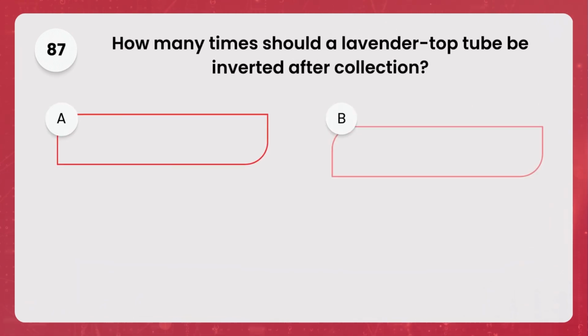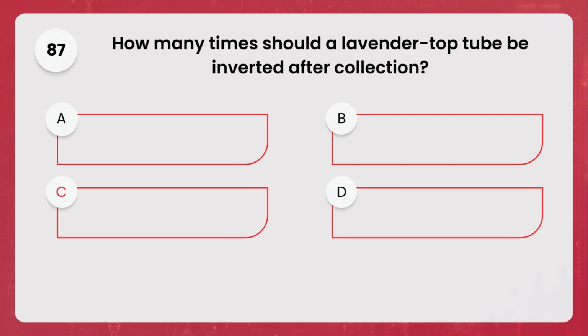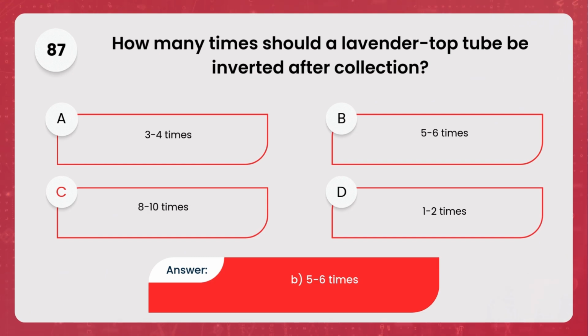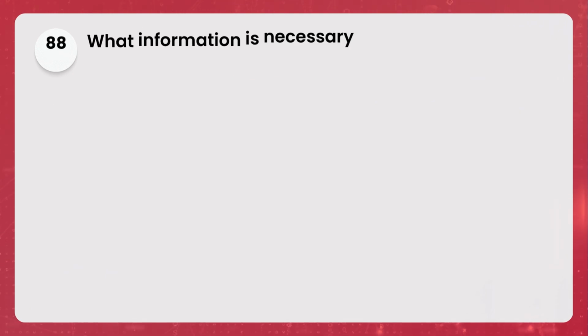Number 87. How many times should a lavender top tube be inverted after collection? A. 3 to 4 times, B. 5 to 6 times, C. 8 to 10 times, or D. 1 to 2 times. The answer is B. 5 to 6 times.